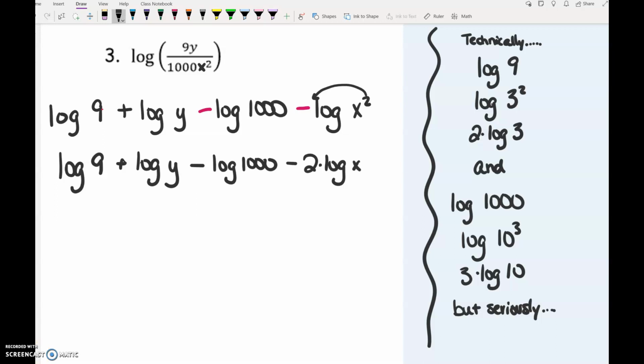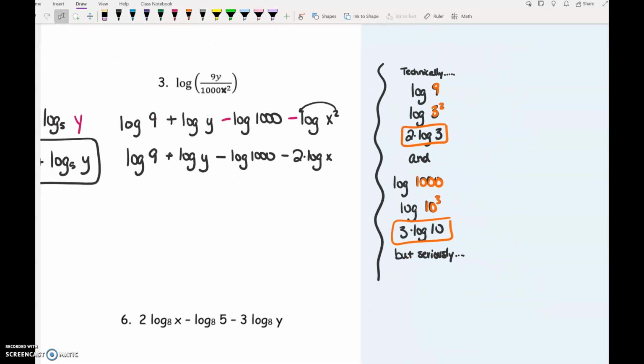Technically, 9 is the same as 3 squared, so you could replace 9 with 3 squared, and then that would create this expanded log. 1,000 can also be written as 10 to the third, which would make this be our final answer there. So technically we probably should simplify those even more, but I mean, seriously, come on. I am not going to give you any that are that complex on your assignment or on your test. I want to show you that you can simplify this a little bit more, but I'm not going to give you any that are that crazy.